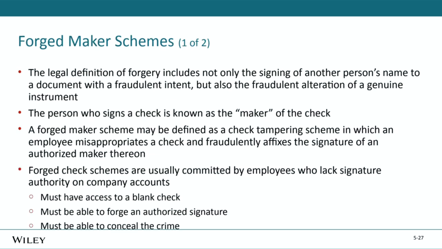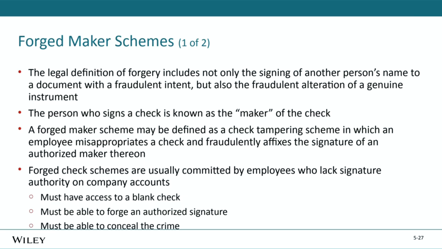Okay, the forged maker scheme. Legal definition of forgery includes not only the signing of another person's name to a document with fraudulent intent, but also the fraudulent alteration of a genuine instrument. The person who signs a check is known as the maker of the check. A forged maker scheme may be defined as a check tampering scheme in which an employee misappropriates a check and then fraudulently affixes the signature of an authorized maker thereon.